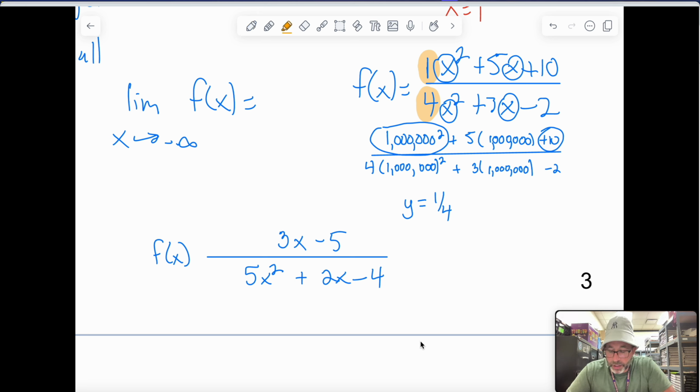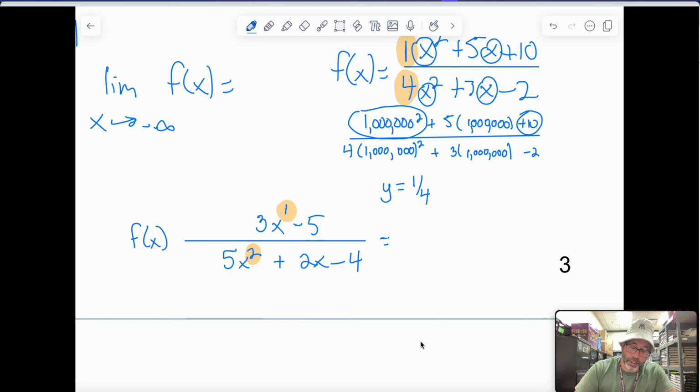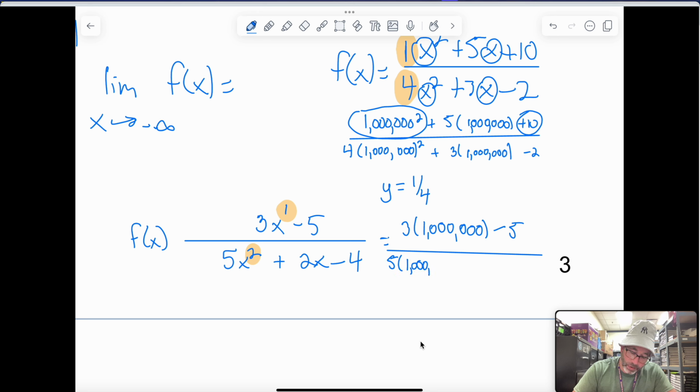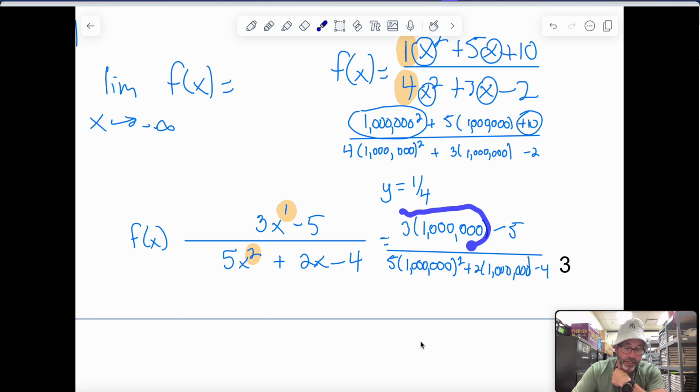What's happening on this one is when we look at it, the degree of this one is equal to 1, and the degree of the bottom one is equal to 2. So we get a situation where the top is actually smaller than the bottom. So what's going to happen is x gets really large. Well, let's go back to that scenario that we just said, where if I took that x and made it into another million, and then minus 5, and then I've got a 5 times 1 million squared plus 2 times 1 million, okay, and then minus 4. What's going to happen is we have that situation again where on the bottom here, well, let's talk about the top. This right here is going to be 3 million.